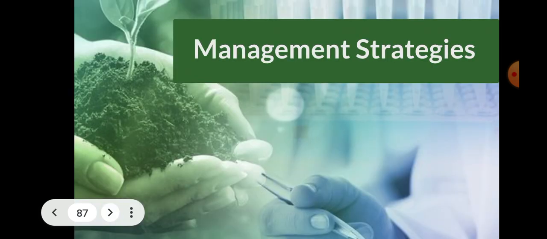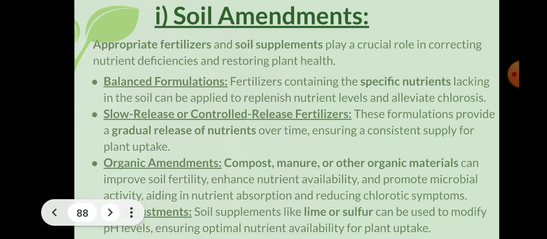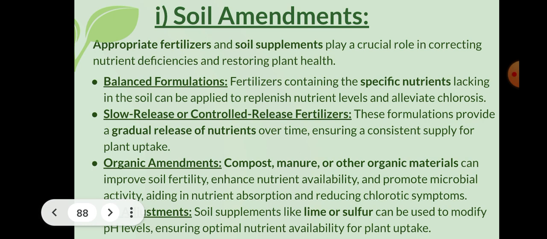Next, I will be talking about the management strategies of chlorosis. First, I will be talking about soil amendments. Appropriate fertilizers and soil supplements have a very important role in correcting nutrient deficiencies and restoring the health of a plant. The first one is balanced formulations.